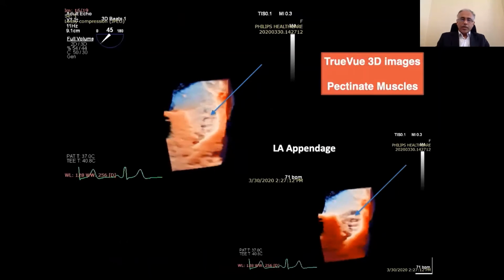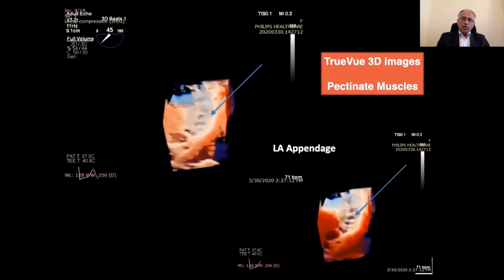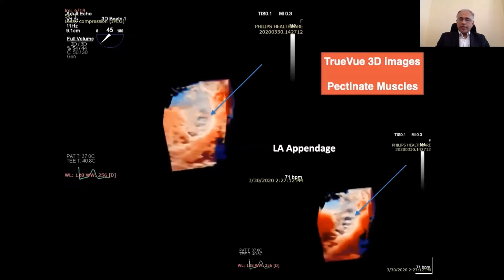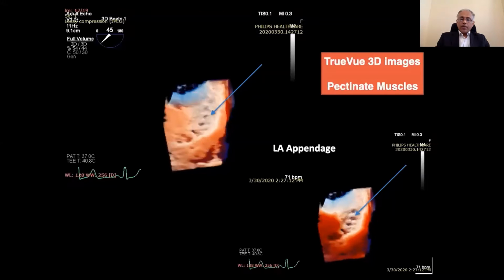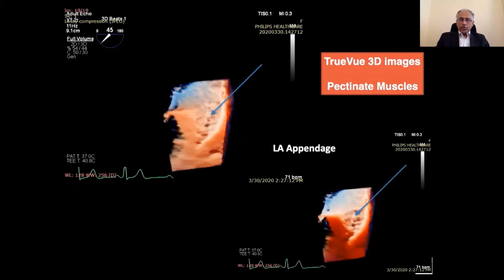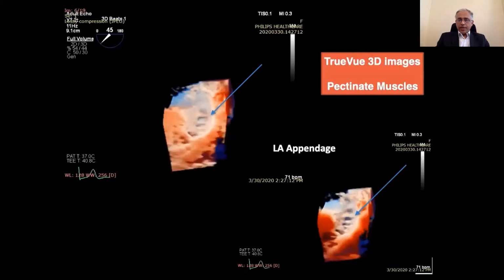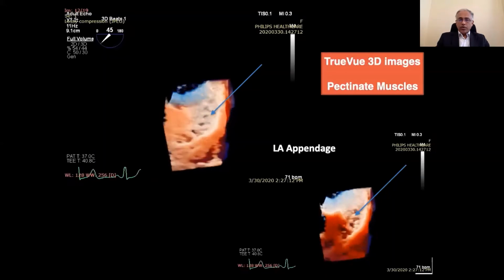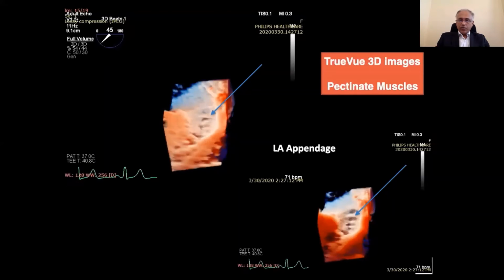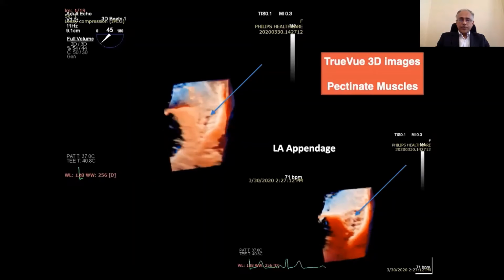So what you see here are the pectinate muscles. What you saw in the previous image is a 2D where you don't see it so well. But once you acquire it in 3D and use something like a light source, you can see the different shades of how it looks in the bottom image when you compare it. It's like you're holding a torch and sitting inside the left atrium, looking at the left atrial appendage. So you can see the series of structures.